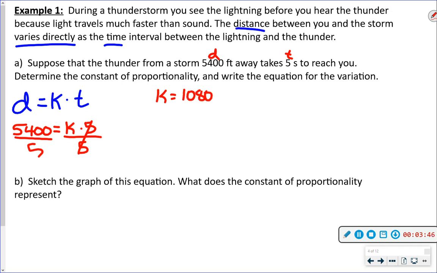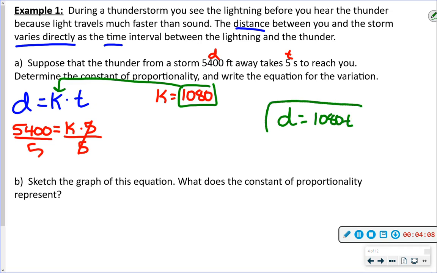So my final answer: determine the constant of proportionality, got it. Write the equation for the variation. Now that you know your constant, what's relating your quantities, just pop that back in there. Your final equation is the distance equals 1,080 times the time. All right, so that's as wild as it's going to be today, my friends.